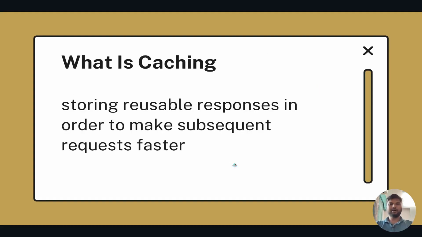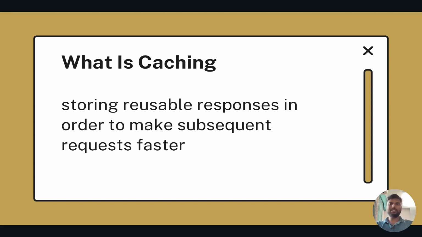So here is the definition of caching. Caching is nothing but storing reusable responses in order to make subsequent requests faster. Whatever responses are coming from the server, we can store them somewhere so that we don't have to go again and again to that particular DB or that particular service and fetch those responses again. That's the gist of caching.